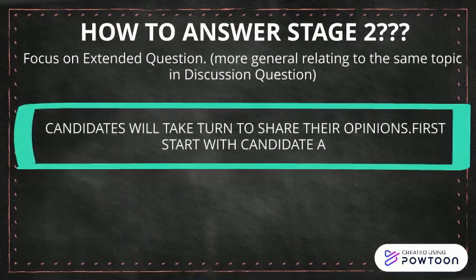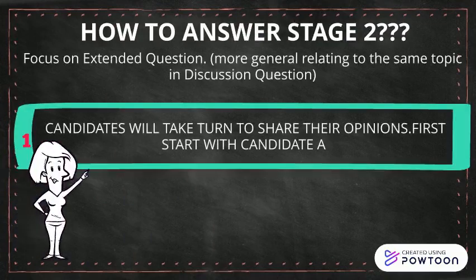How to answer Stage 2, focusing on the extended question, as in a more general topic relating to the same discussion question topic. So candidate A and candidate B will share their opinions. First candidate A will share the opinion, then followed by candidate B. Both will get the same extended question.